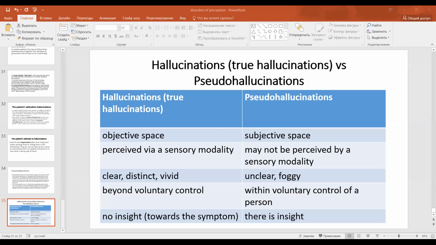In true hallucinations, people believe in them like they are true. But in pseudo hallucinations, people do understand that this is my hallucination.